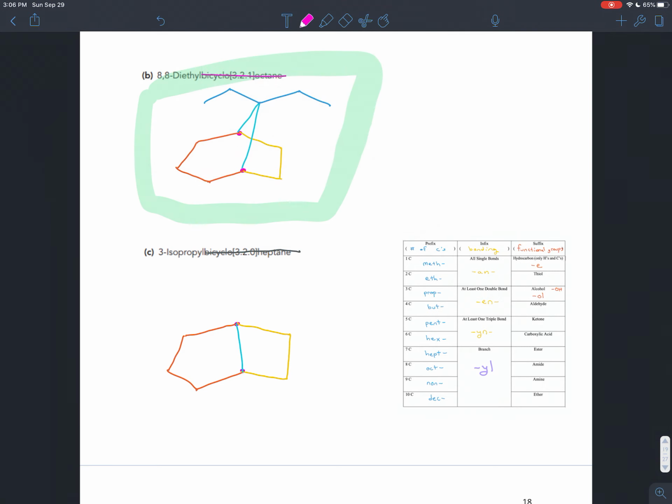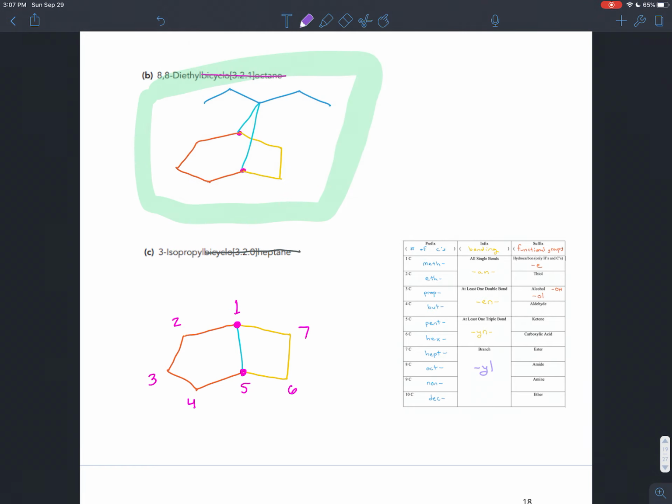Now let's think about the branch. When you number these chains, you always have to start at one of the bridgehead carbons, and you want to go to the chain with a higher number of carbons first. So for example, the orange side has 3 carbons, the yellow side has 2. That means we need to number the orange side first. So we'll start at one of the bridgehead carbons. Doesn't matter which one you choose, you're drawing the molecule, so you get to choose. And then we have to number the orange first, because it has more carbons on it.